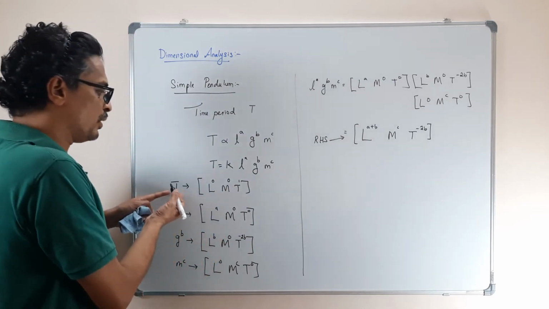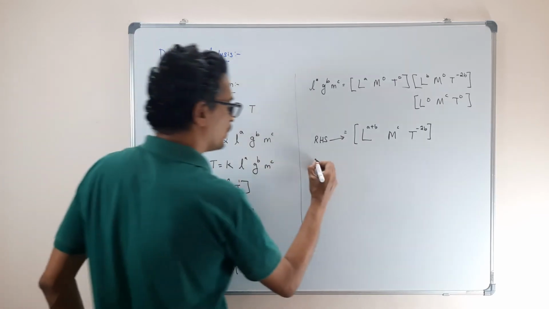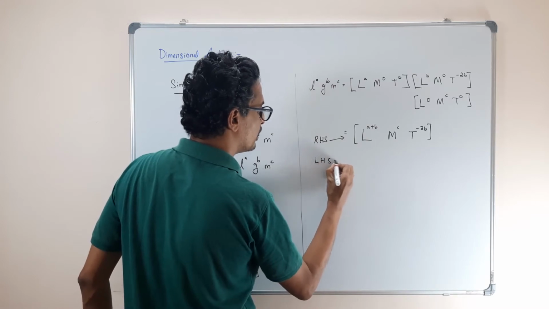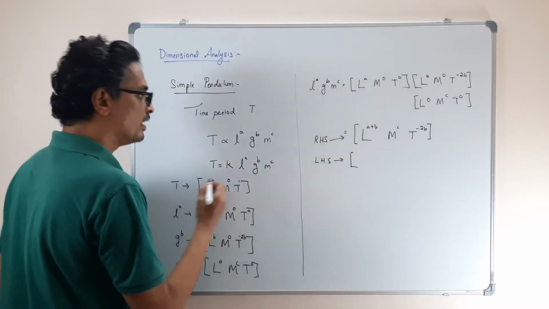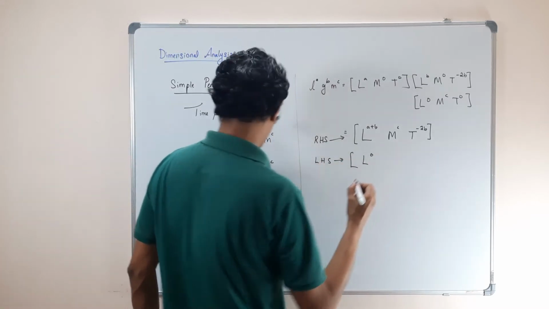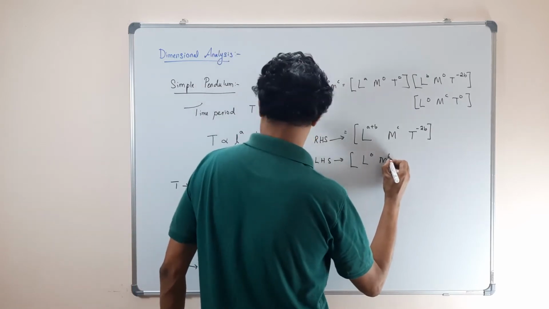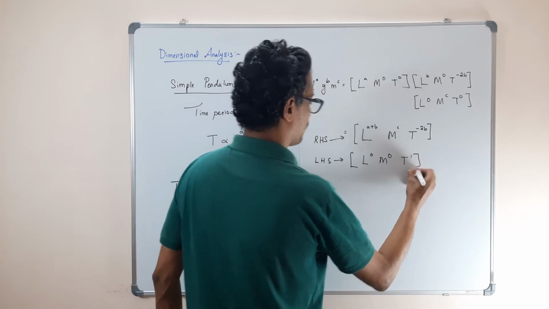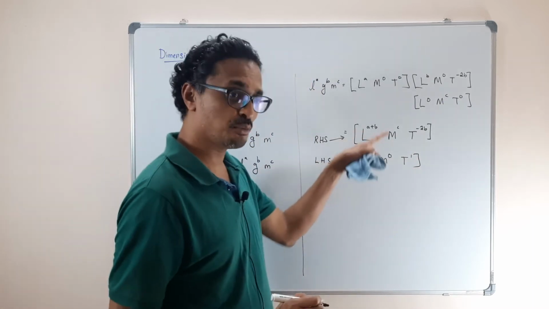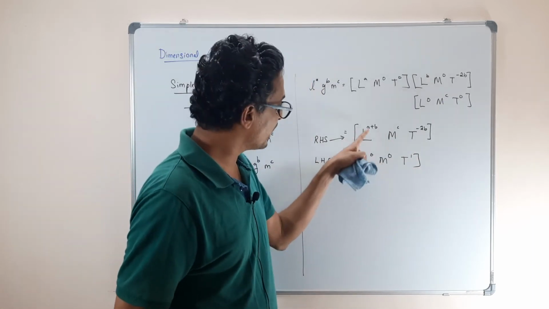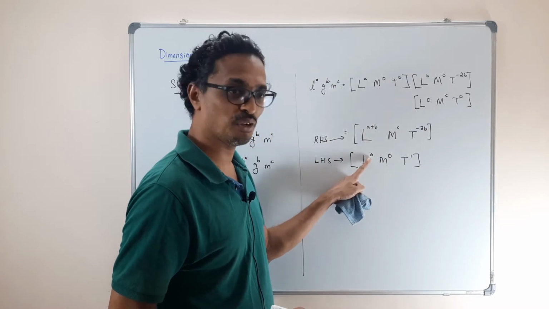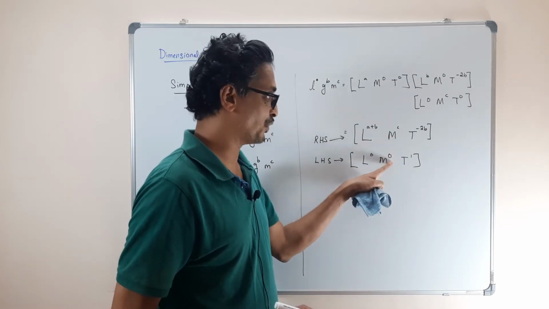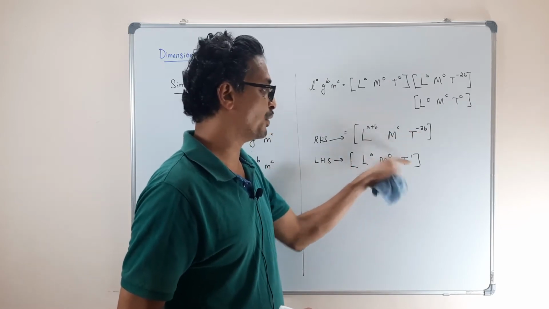LHS dimension is what? It is a time period, am I right? So the LHS dimension will be L⁰, M⁰ and T¹. So what we said, the dimensions of both of them should match. That means a plus b should be equal to 0, c should be equal to 0, minus 2b should be equal to 1.